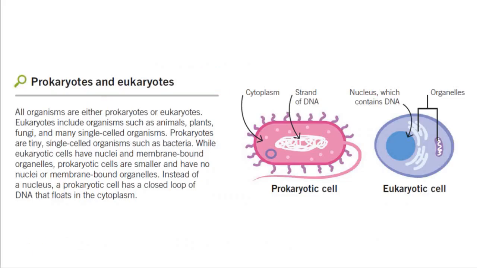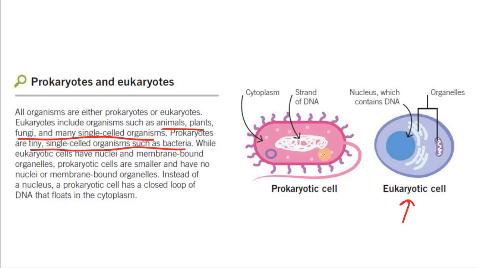Now we will consider the important concept of prokaryotes and eukaryotes. You see, all our organisms are either prokaryotes or eukaryotes, one of them. What are eukaryotes? First, let us talk about them. Well, eukaryotes include organisms such as animals, plants, fungi, and many single-celled organisms, whereas prokaryotes are tiny single-celled organisms such as bacteria. Now, while eukaryote cells have nuclei and membrane bound organelles, prokaryote cells have smaller.